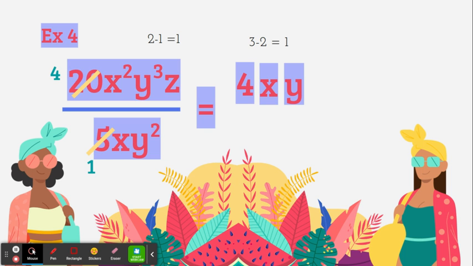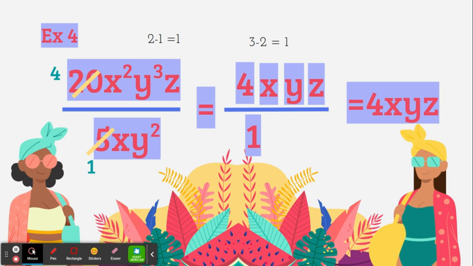And z is just by itself, so we tag it along. In the denominator, I have just a 1 because the x was removed and both of the y's were removed. Of course, we do not have to write something over 1, so my final answer is 4xyz.